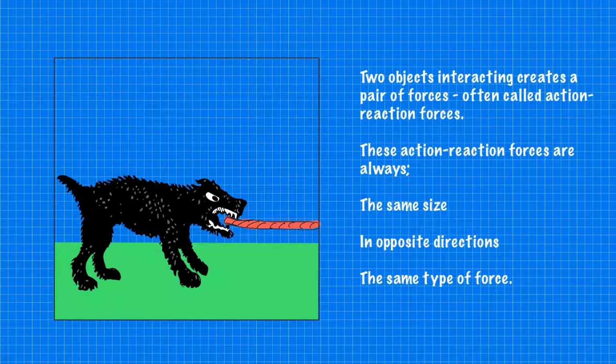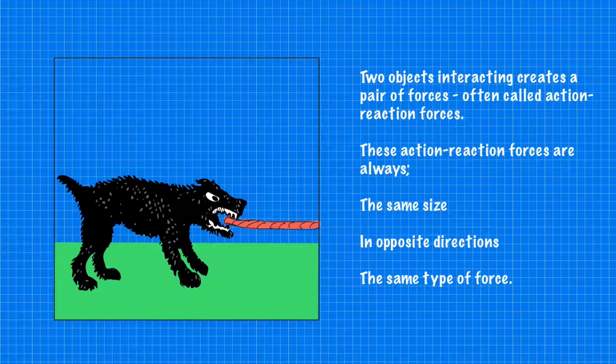He said, when two objects interact, there's always two forces. These forces are always the same size or the same magnitude. They always act in opposite directions, and they're always the same type of force. So if one of them is a pull, the other one is a pull in the opposite direction of the same size. If one of them is a gravitational attraction, the other is a gravitational attraction of the same size in the opposite direction. We're going to look at this example of a dog pulling on a lead to demonstrate a couple of examples of action-reaction forces.